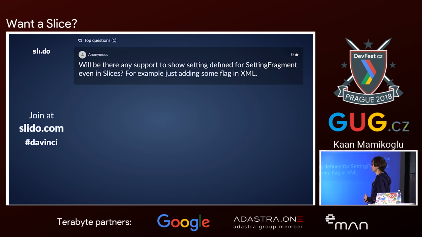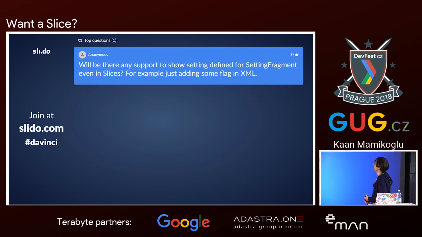Okay. And the last question, will there be any support to show settings defined for a settings fragment, even in slices? Just by adding some flag in XML? So you would need to create that slice. You would have to have a slice provider and create that UI using the slice creator that we saw, that structure. So you would have to go through that separately for the settings that you want to display in Slice.